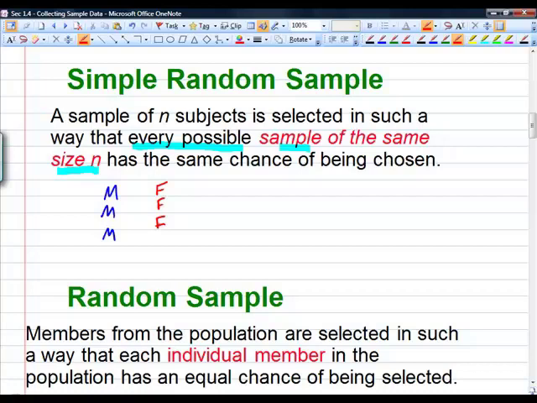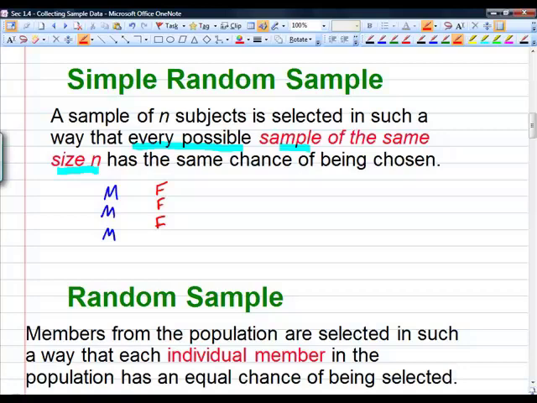That would be a sample of size 3, but does everybody have the same chance of being chosen in every group of size 3? No. That would be an example of a random sample where every person has an equally likely chance of being selected. They have a 50-50 shot at it, but it's not a simple random sample.